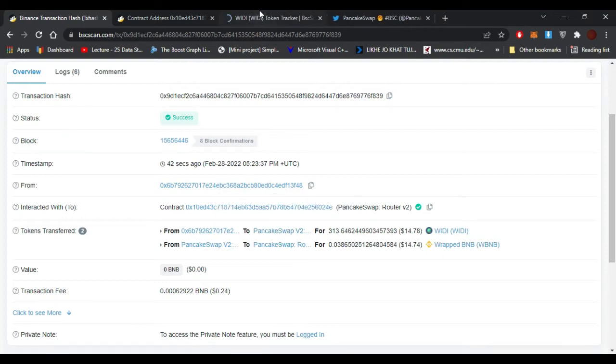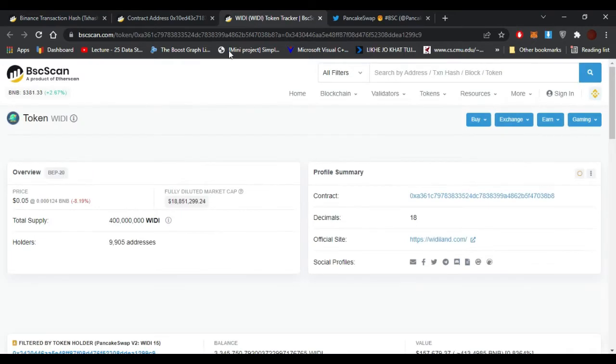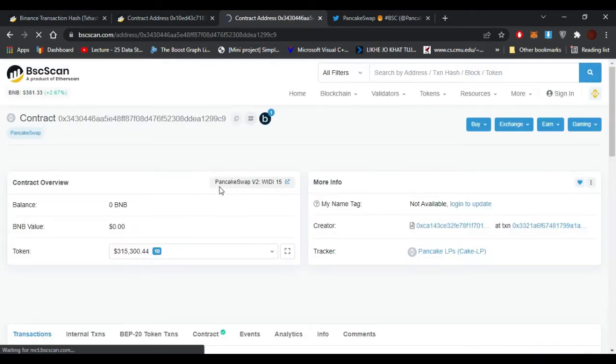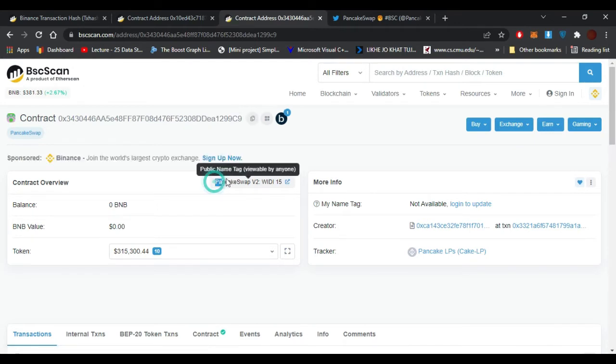So when you open it, first of all, it will open up like this, that this is the token, and this is the address which is holding this token, right? So how much it is holding, it is holding around 3.3 million, right? So just click on this address here, and you will see that it must be labeled as well. And in the tracker you will see Pancake LPs, and all the Pancake pools are actually listed like that.